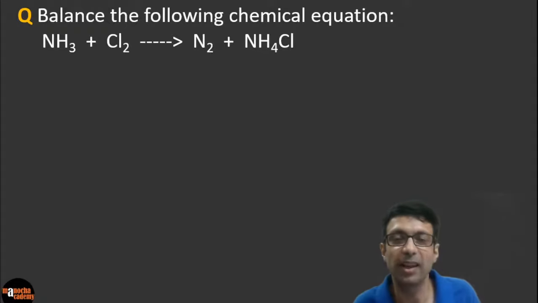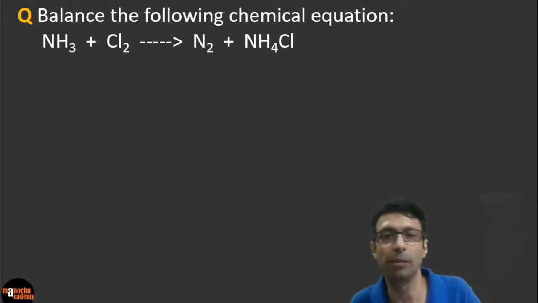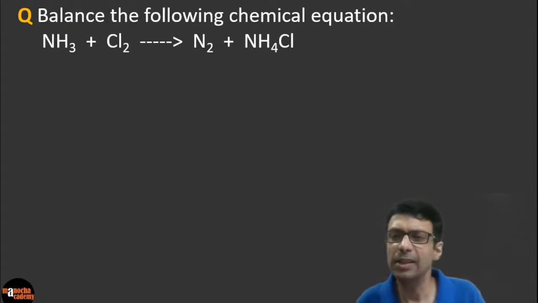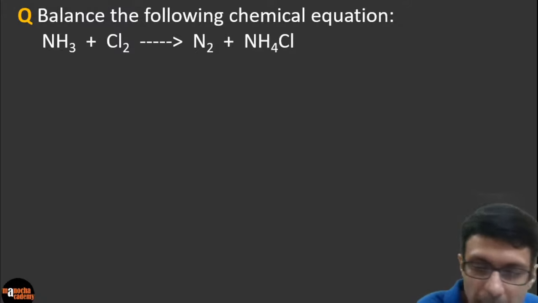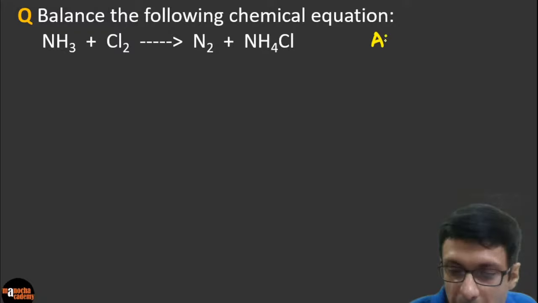Now guys, I have another interesting balancing for you. Ammonia plus chlorine gives N2 plus ammonium chloride. This one is a little more difficult. You can try the hit and trial, so you might get it quickly. But I would suggest all of you, because I'm going to show you the ABCD method.